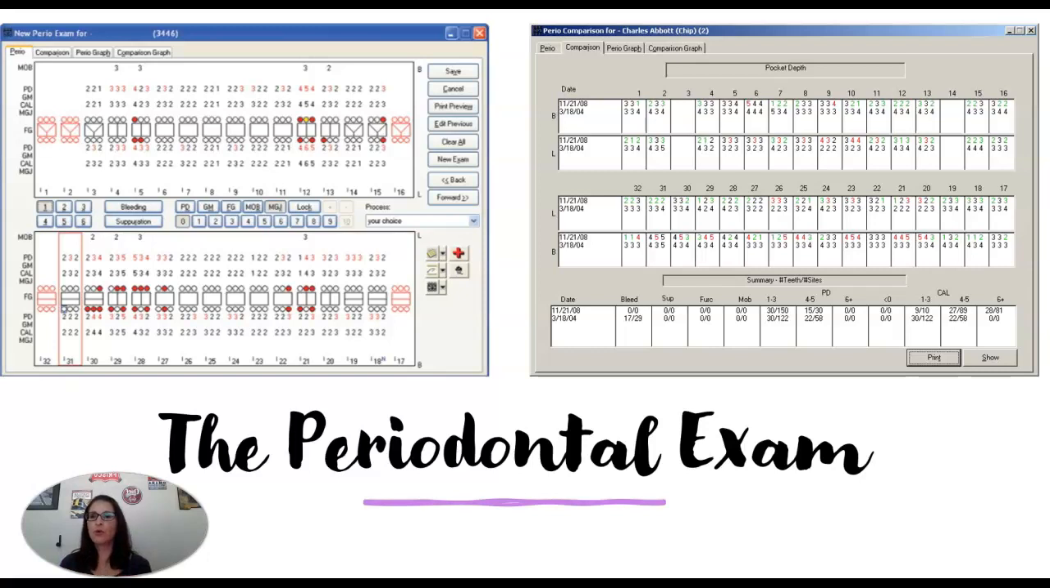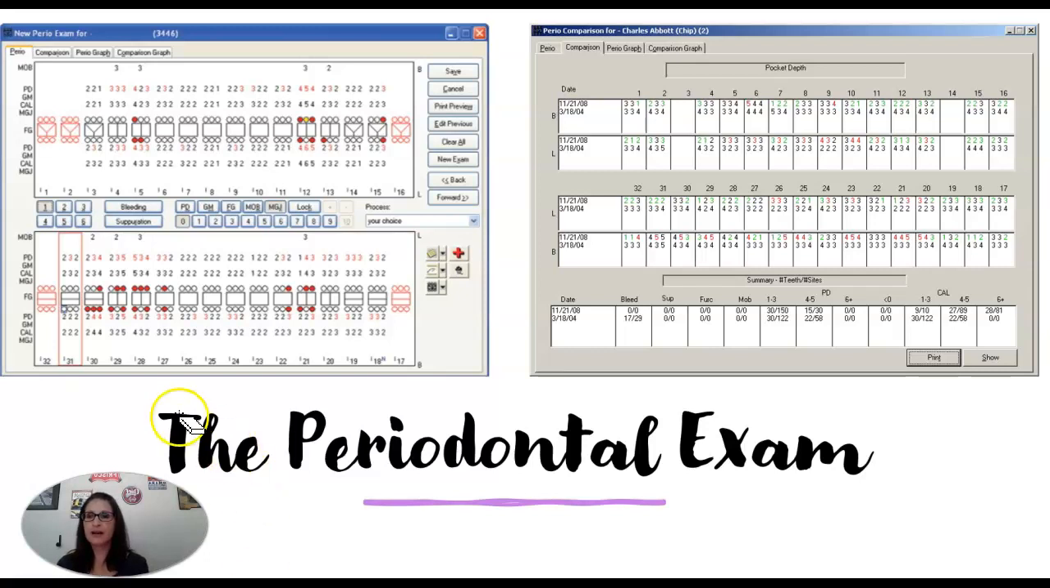So what you're going to be recording are the different levels of mobility. 0 is going to be considered normal. 1 is going to be considered slight mobility. 2 is going to be considered moderate mobility. And 3 is going to be considered severe or extreme mobility.